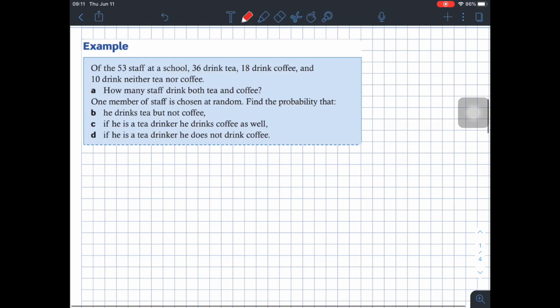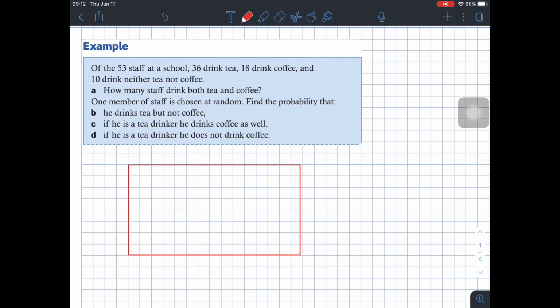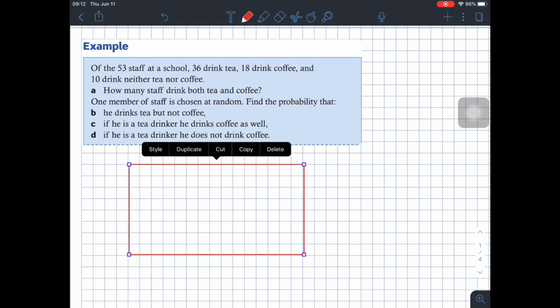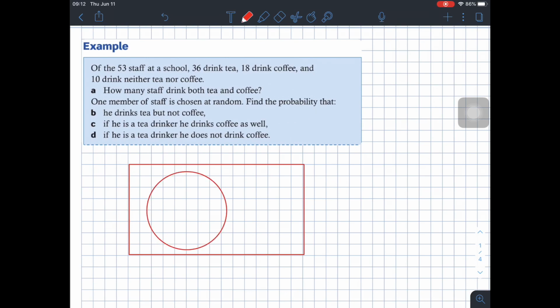To solve this problem, the best thing we could do is first draw a Venn diagram to see what's happening. In this case, we should have two circles, one for tea and one for coffee. The people outside are the ones who drink neither. So we have our universe and two circles. This is tea, this is coffee.